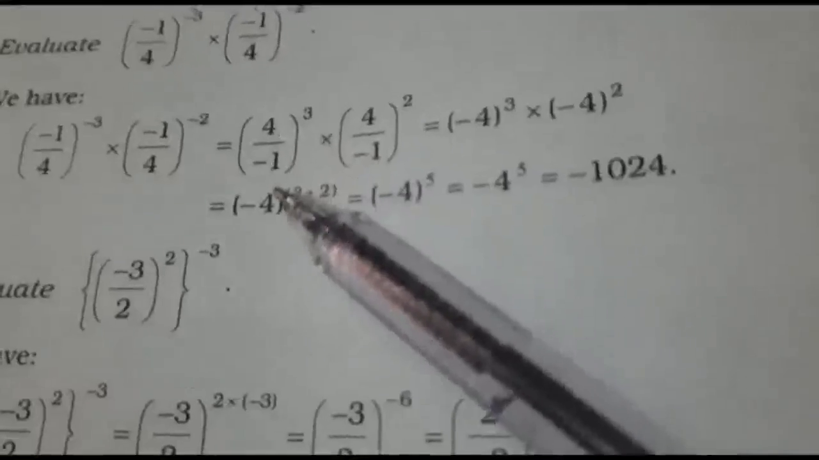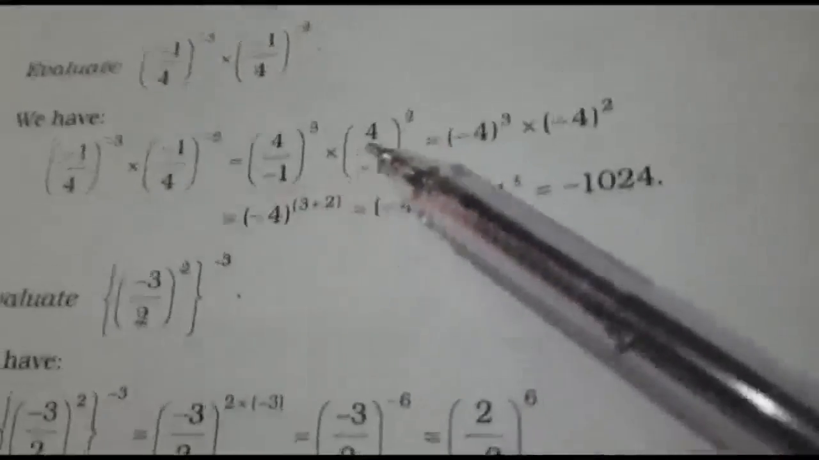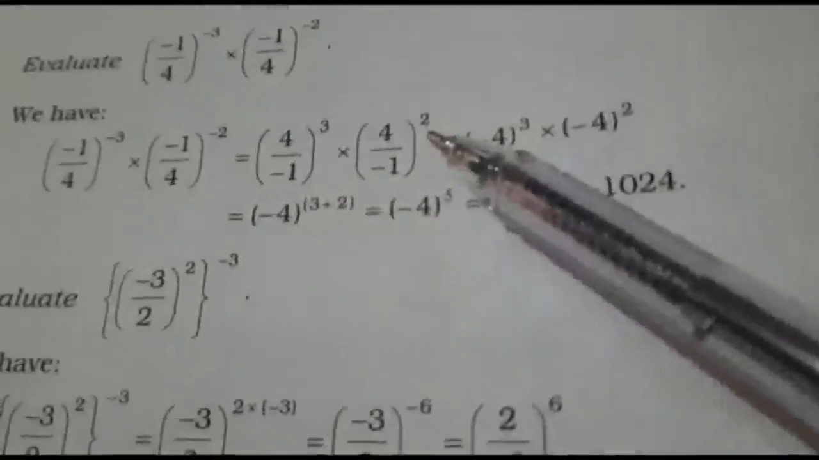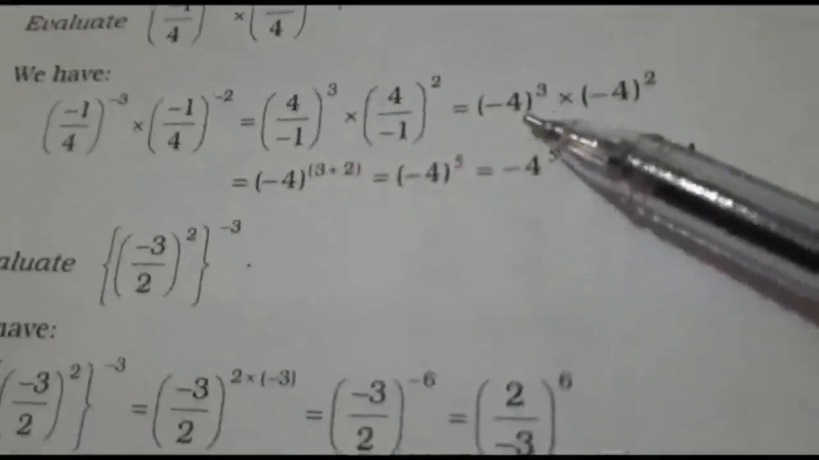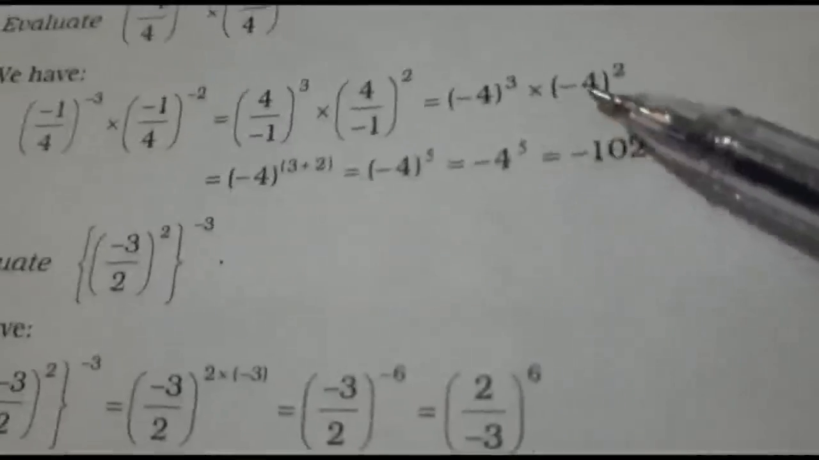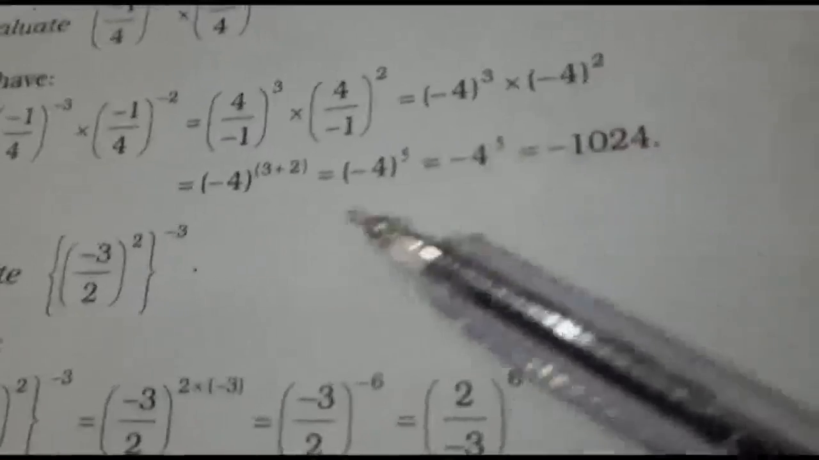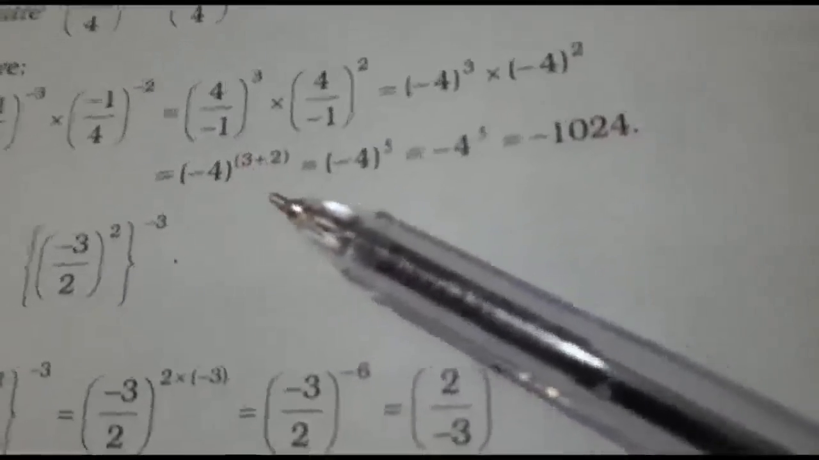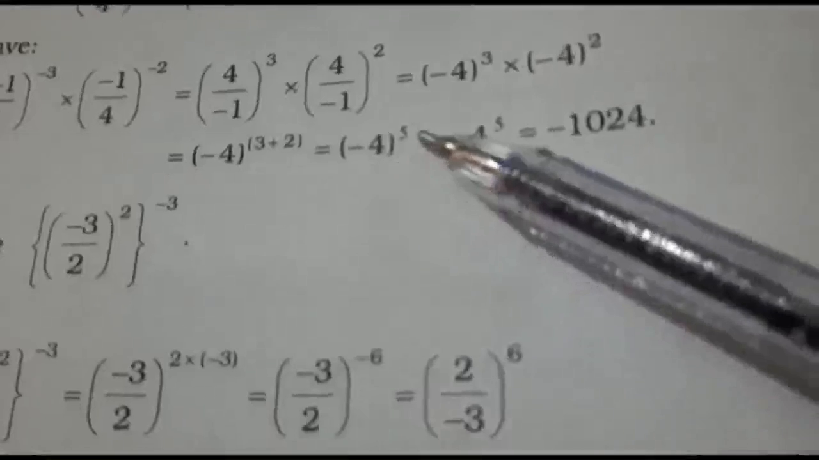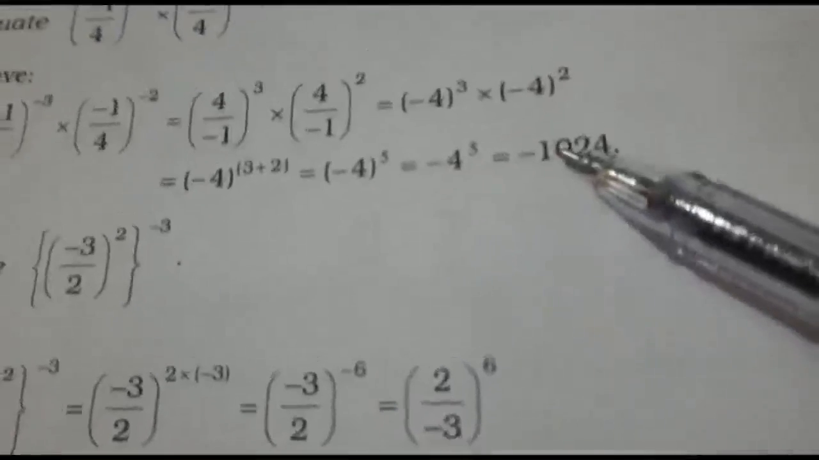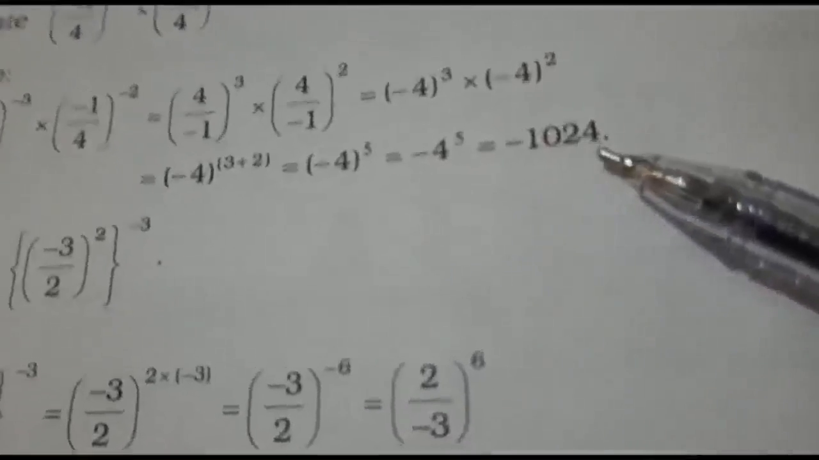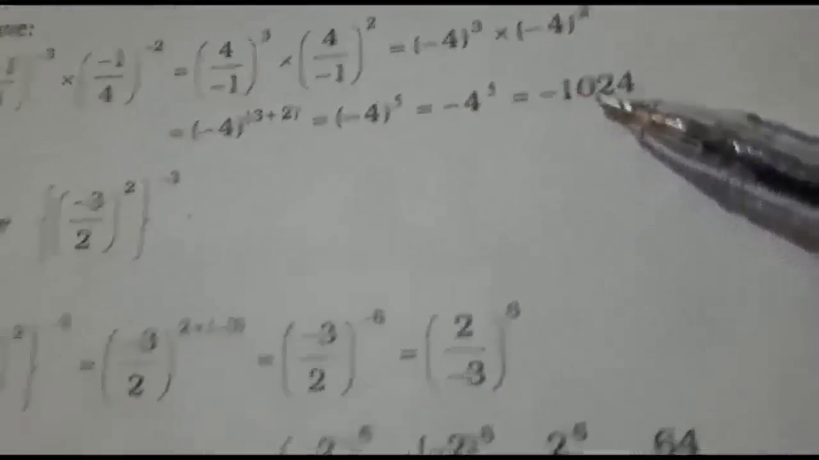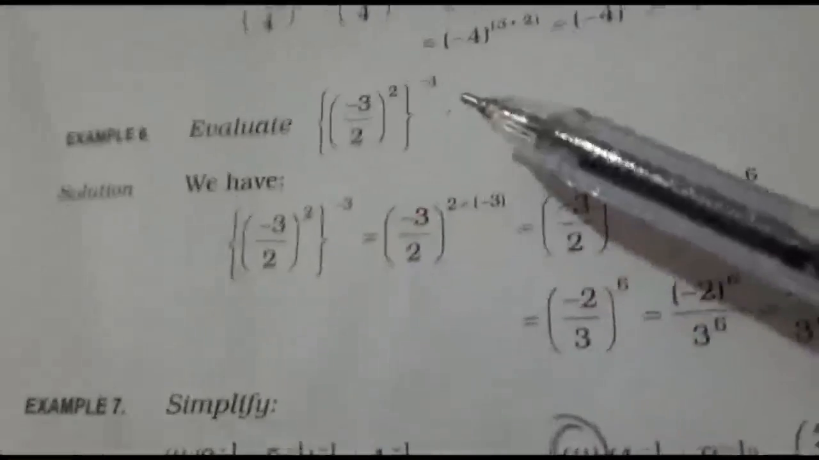So 4 upon minus 1 raised to the power 3 into 4 upon minus 1 raised to the power 2. So it becomes minus 4 raised to the power 3 into minus 4 raised to the power 2. Now add both. So minus 4 raised to the power 3 plus 2 becomes minus 4 raised to the power 5. That is equal to minus 1024. Okay, now let us come to the next example, that is 6.